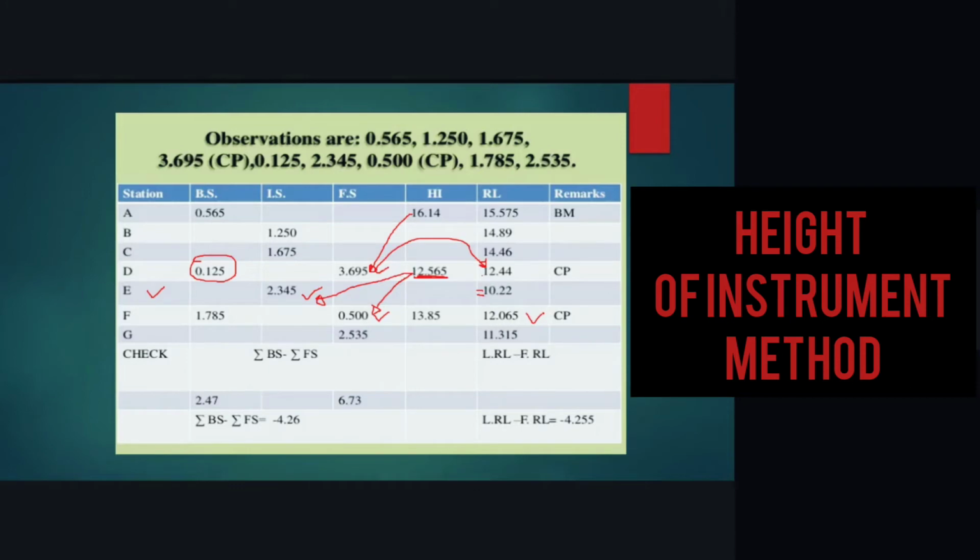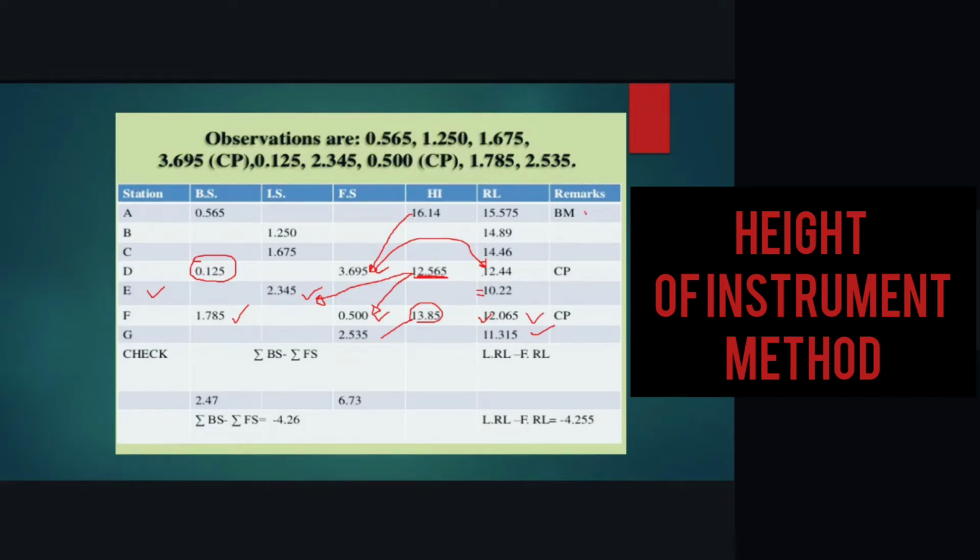So for shifting, you have to calculate the new height of instrument. So the new height of instrument will be by adding 12.065, you are going to add the backside reading 1.785, and this will give you a new height of instrument, which is 13.85. And after this, the only reading left is the foresight reading, which is the last reading. So you are going to subtract 2.535 from 13.85, and you will get the reduced level of the last reading, which is 11.315.